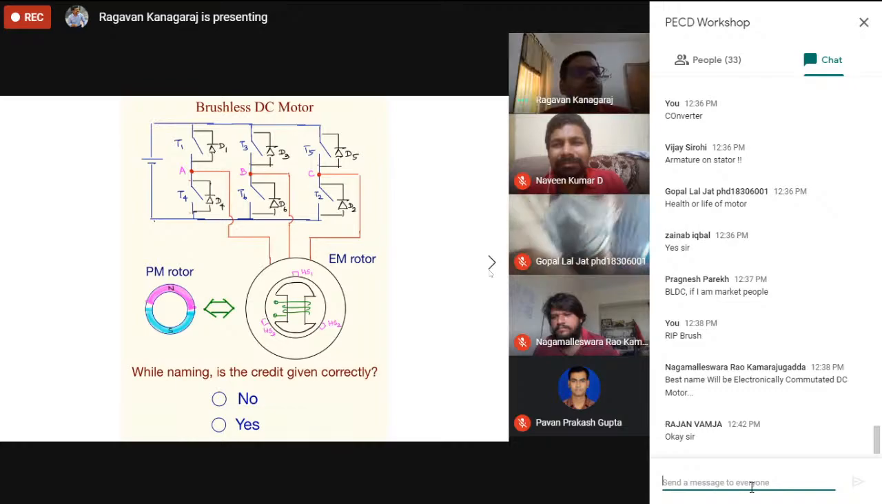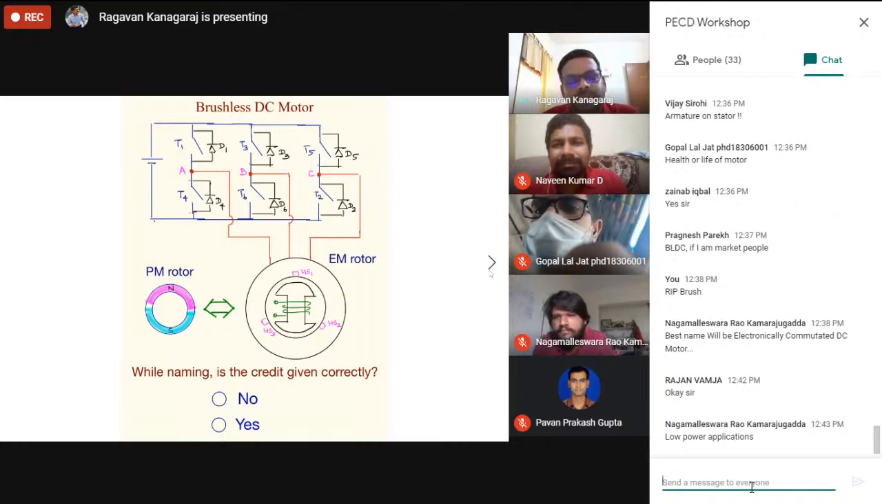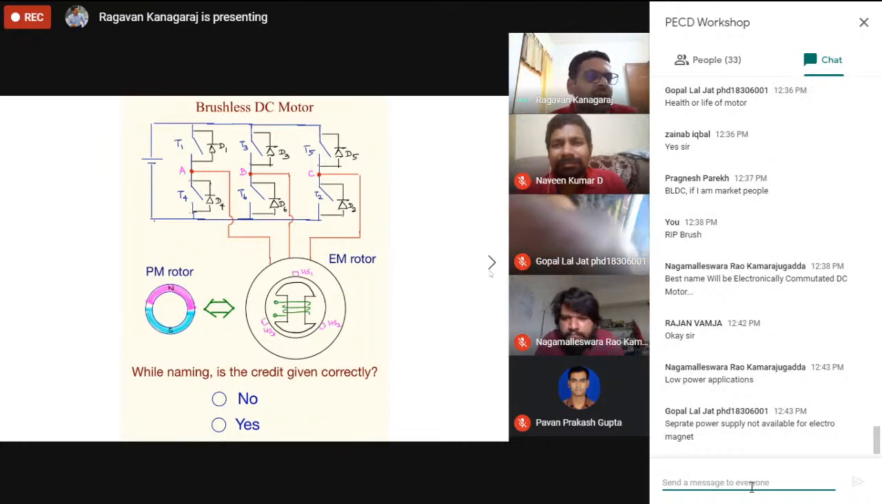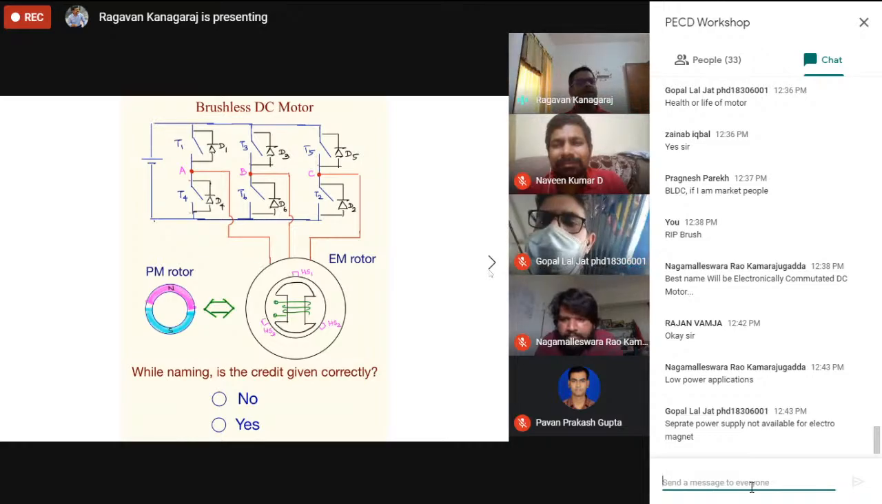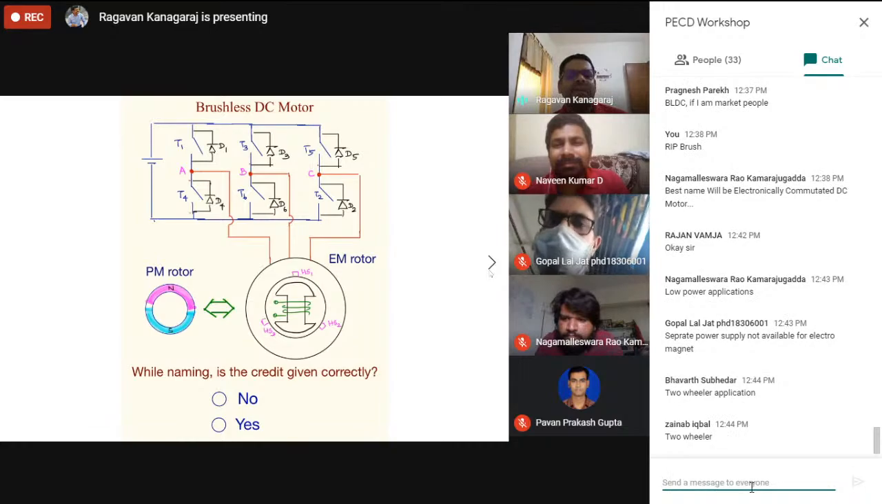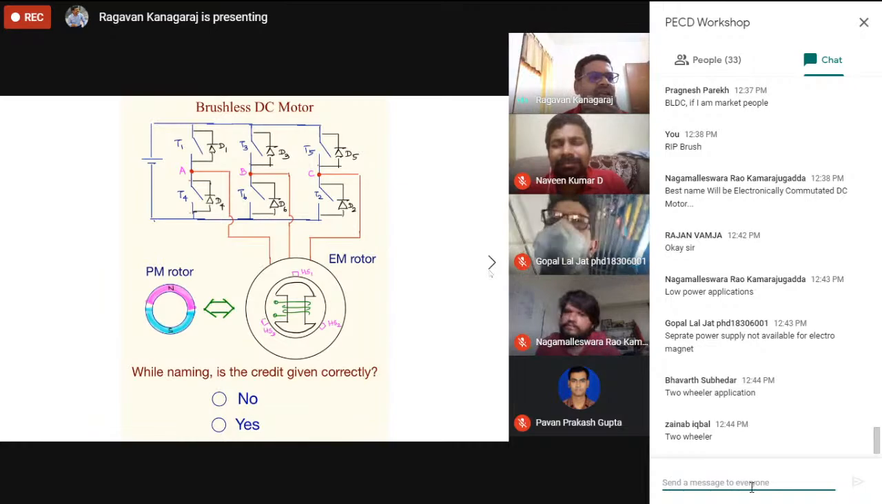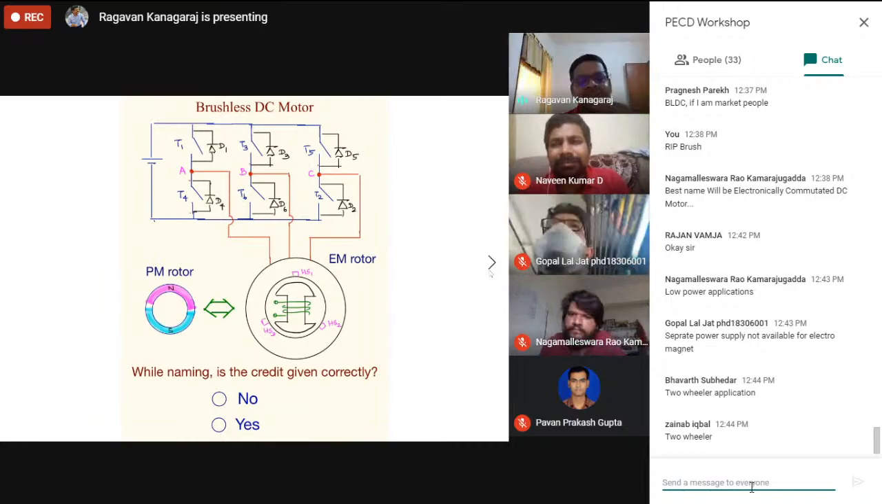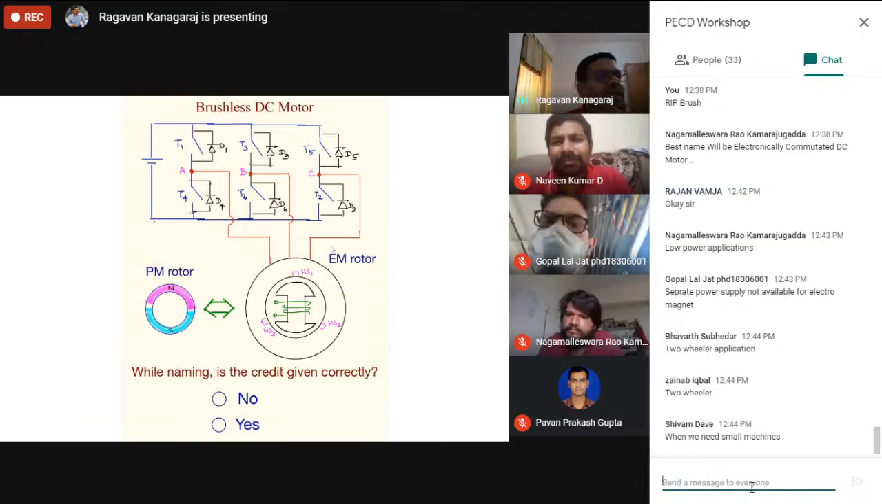Two-wheeler, four-wheeler, in what situation? Low power applications, separate power supply not available for electromagnet. No, we have power supply. We can have a battery, right? When we can have a battery for armature winding, we can have a battery for this also, right? Someone says two-wheeler and one more person said two-wheeler.